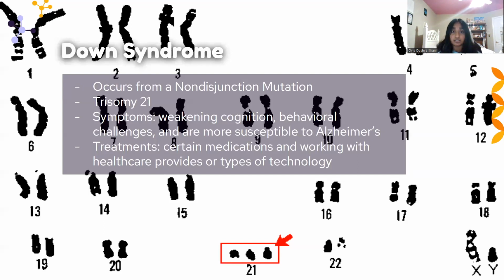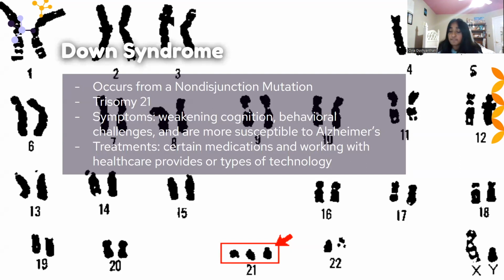Finally, we have Down syndrome, which happens from a non-disjunction mutation, specifically what's known as a trisomy 21. Humans, as you can see in the background of the slide, have a total of 23 pairs of chromosomes. As the red box shows, in a trisomy 21, instead of having two chromosomes, there's an extra one.